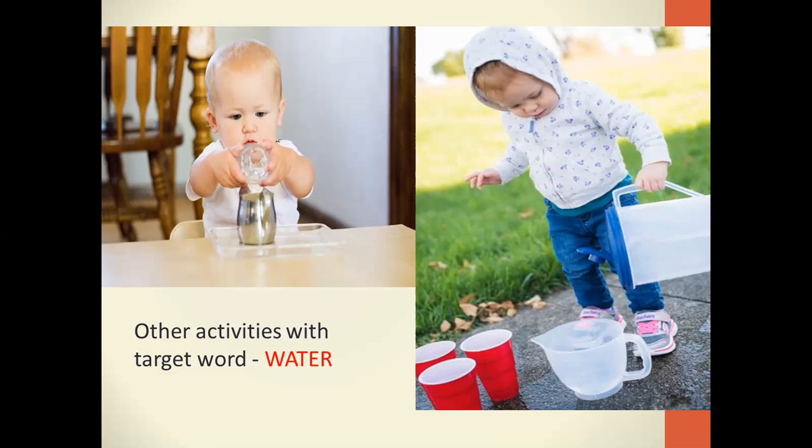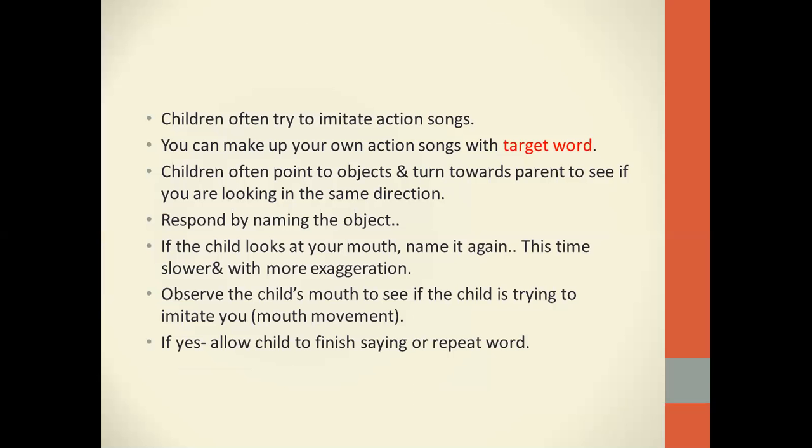So children often try to imitate action songs with the target word. Children often point to objects and turn towards the parent to see if you're looking in the same direction. Now respond by naming the object. When the child looks at you and points, name the object. If the child looks at your mouth, name it again, this time slower and with more exaggeration. So observe the child's mouth to see if the child is trying to imitate your mouth movement. And if yes, allow the child to finish saying or repeat the word.